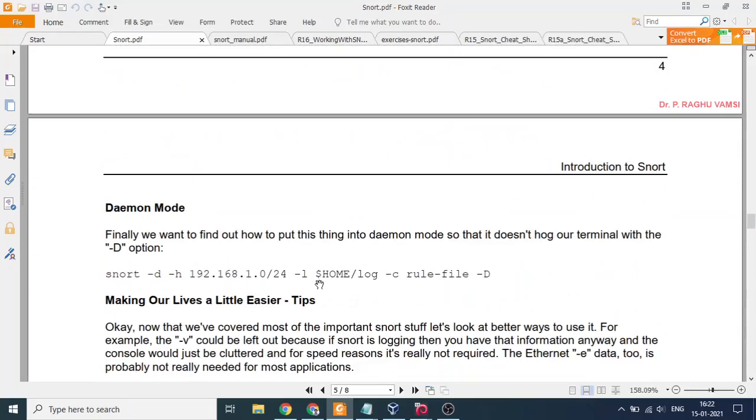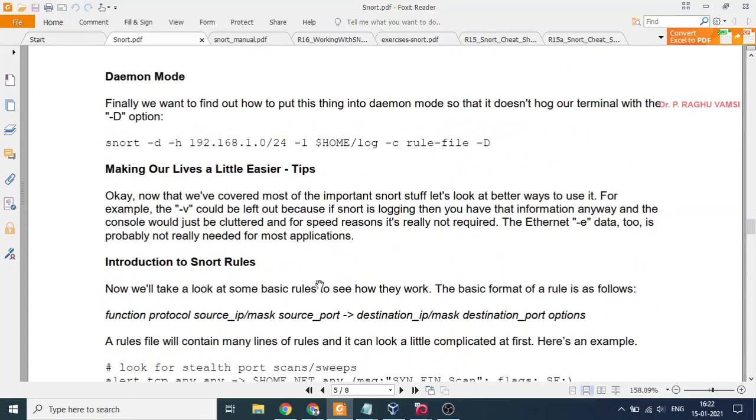Next is daemon mode. Daemon mode, in the sense, it will run in the background. So it won't give you any information on the command prompt. Everything will run in the background and will be recorded in the log files.